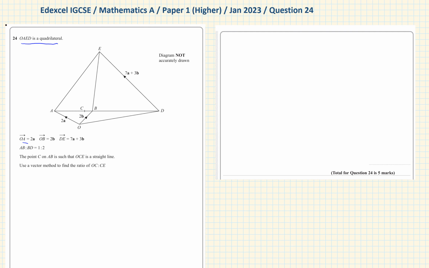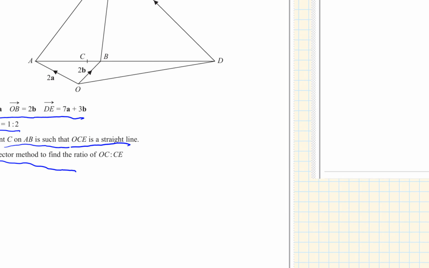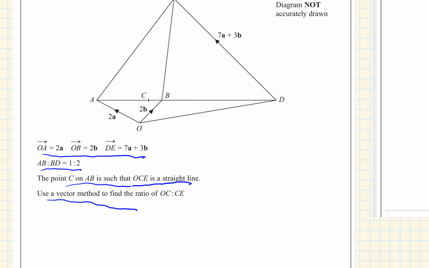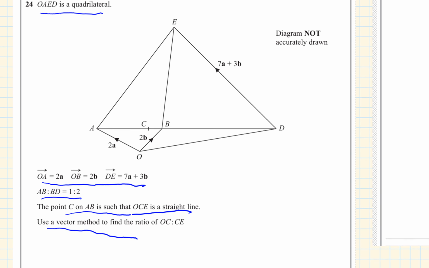values. OA is 2a, OB is 2b, and DE is 7a plus 3b, AB is to BD is 1 is to 2. The point C on AB is such that OCE is a straight line. Use a vector method to find the ratio of OC is to CE.